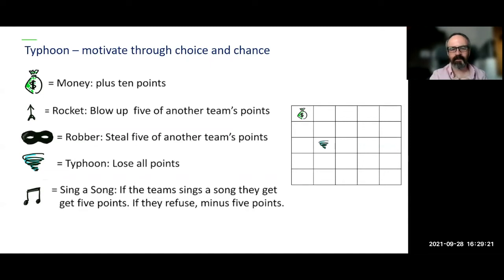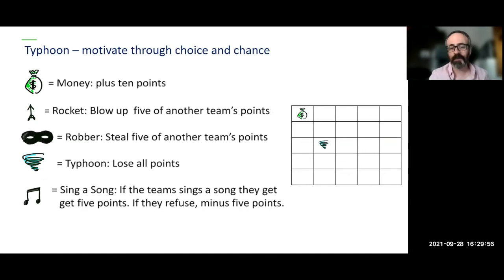In this game, I give groups of students 10 points, and I have a grid on the board that you can see on the right-hand side. On this grid are symbols, and the meanings of the symbols you can see on the left-hand side here. So if you get the money symbol, you get 10 points. If you get the rocket symbol, you can destroy 10 points of another team. If you get the robber symbol, you can steal 5 points from another team. That means they lose 5 points, but you gain 5 points. And if you get typhoon, you lose all your points.